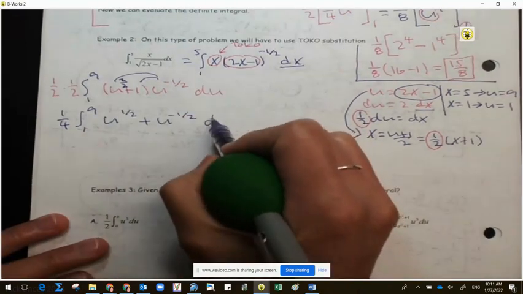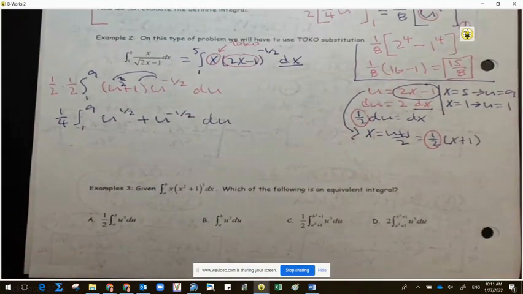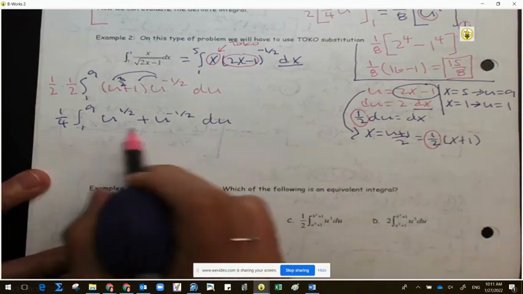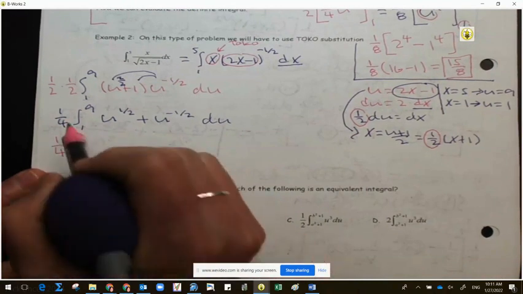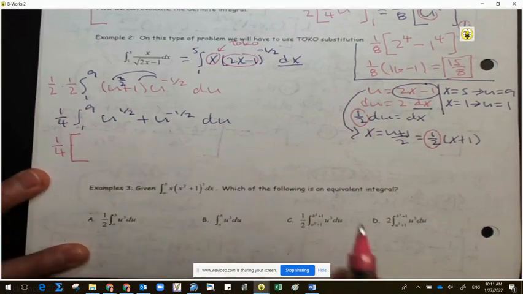Oh, I didn't even do the integration yet. But we won't need our c because it's bounded in the end. So let's go ahead and integrate at this point because all I did was rewrite. So leave the 1/4. Open up your bracket.